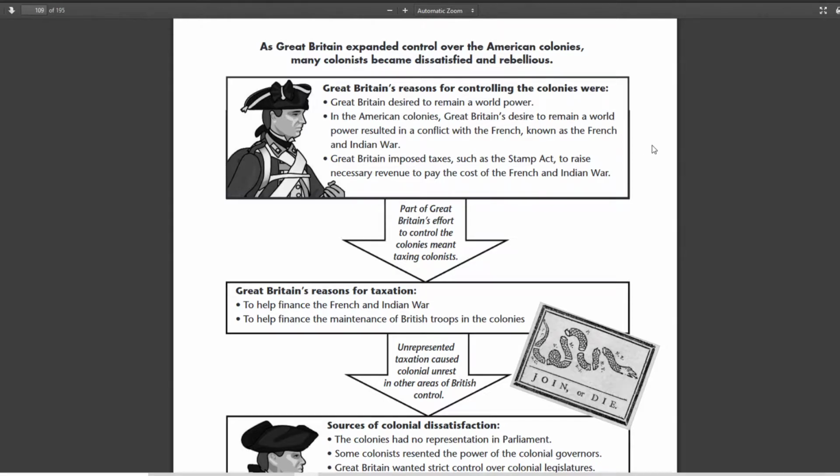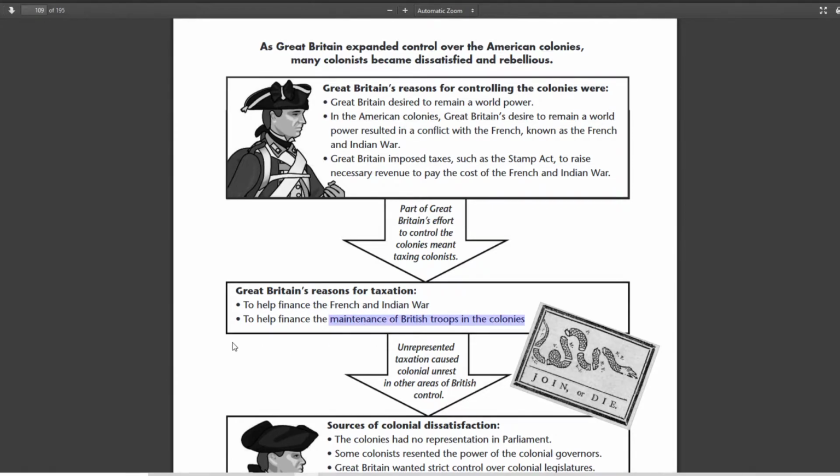So they wanted to control the colonies. This was about power, about becoming a stronger empire. The more possessions you have, the more land you have, the more colonists and the bigger your empire, the stronger you're going to be. You get more and more money, which means you can make a bigger military. Part of Great Britain's effort to control the colonies meant taxing the colonists. So it was to help finance the French and Indian War and maintenance of British troops in the colonies.